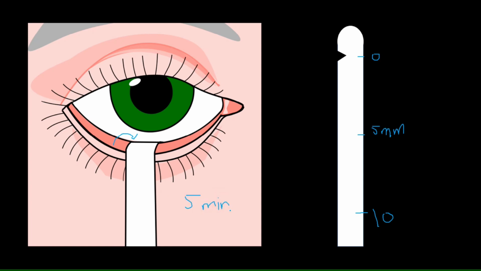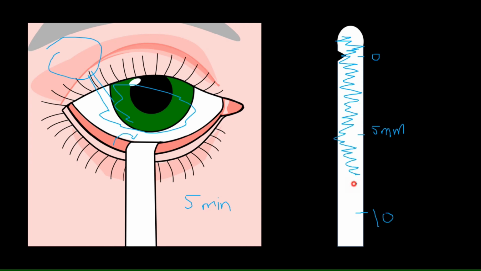And in 5 minutes, because there's a tear film all over this place, and the lacrimal gland is producing even more tears, this strip will absorb all these tears. Through capillary action, it will get wet, and this wetting will go up and up and up. After 5 minutes, if this guy is normal, this will be wet all the way to 10 millimeters. A normal guy.